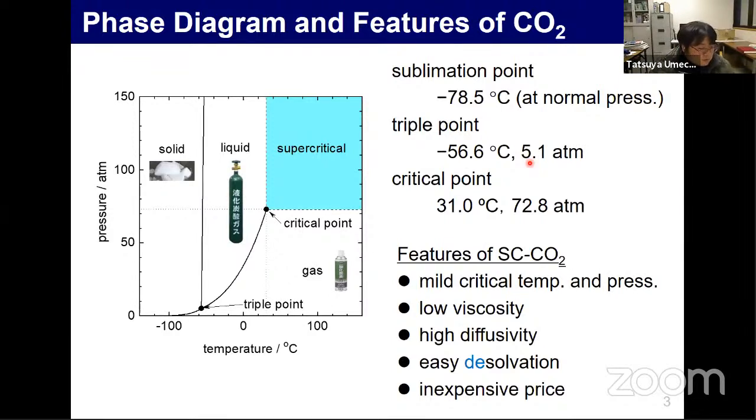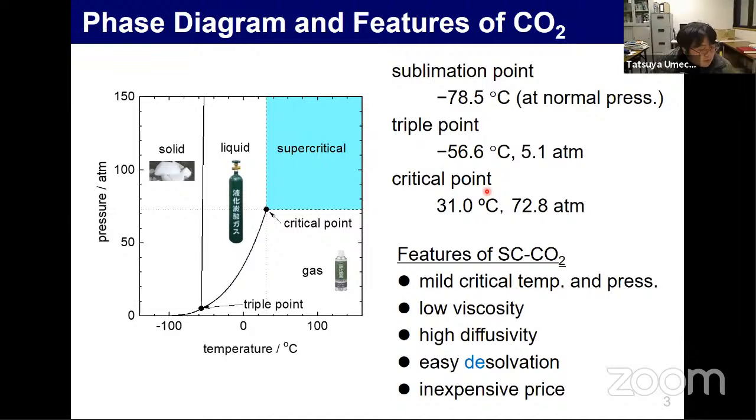For carbon dioxide, melting from solid state to liquid state and evaporation from liquid state to gaseous state occur at higher pressure and temperature than the triple point. The critical point of carbon dioxide is 31 degrees C and 72.8 atm. At higher pressure and temperature than the critical point, carbon dioxide shows a supercritical state. The change from liquid state to gaseous state never happens.